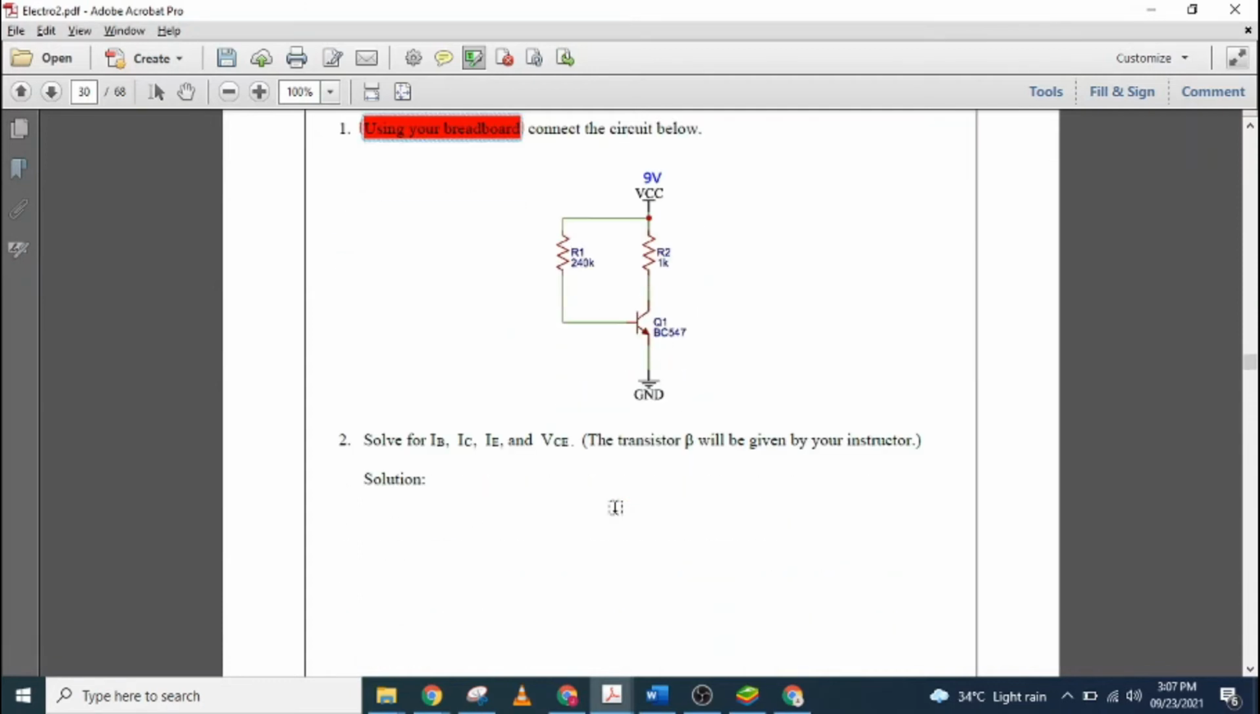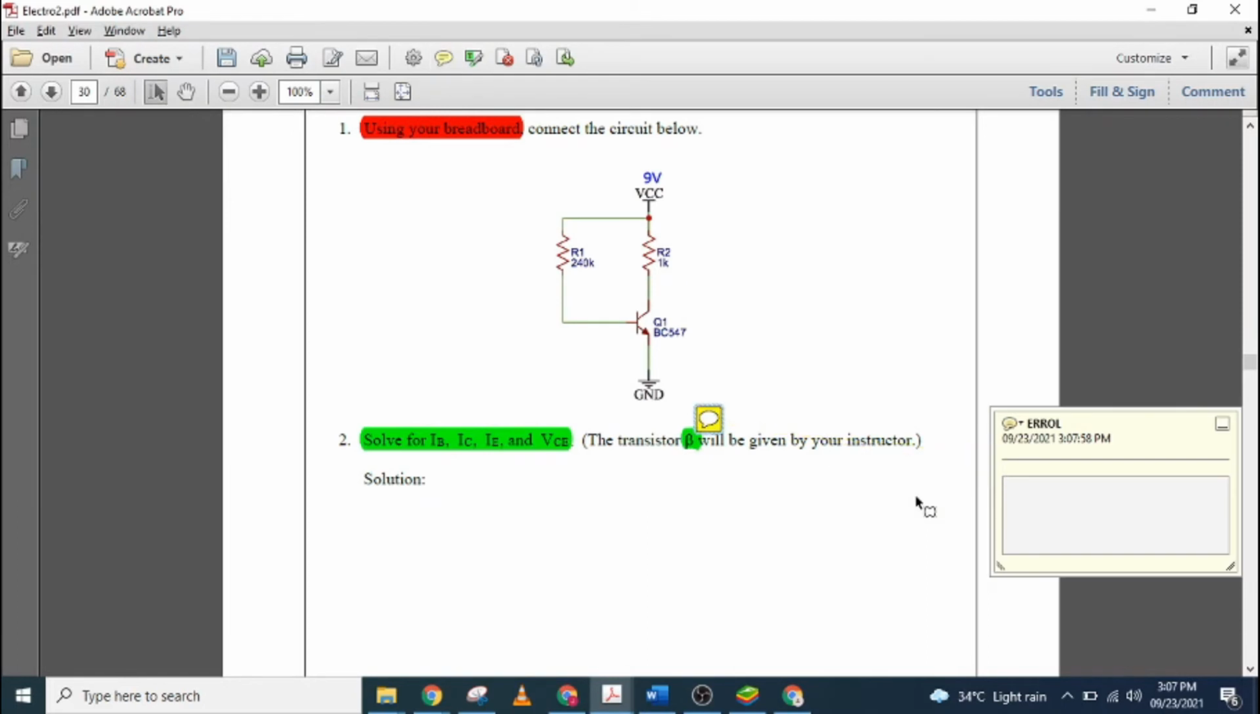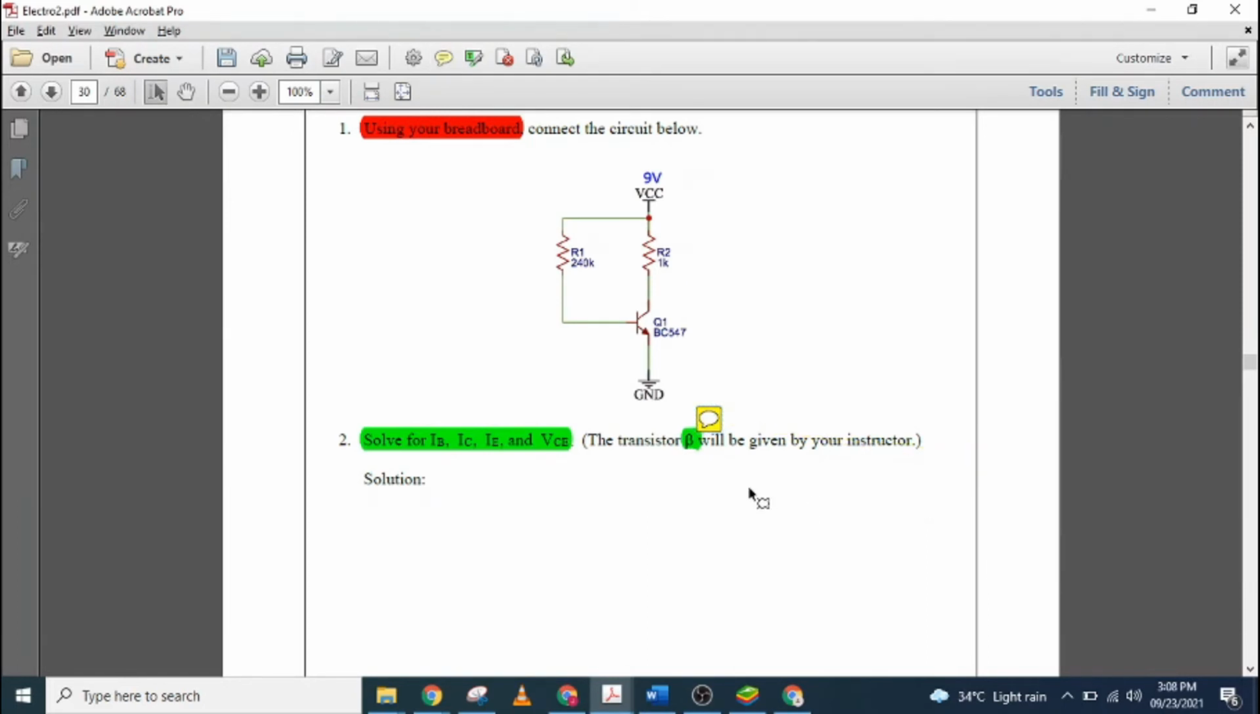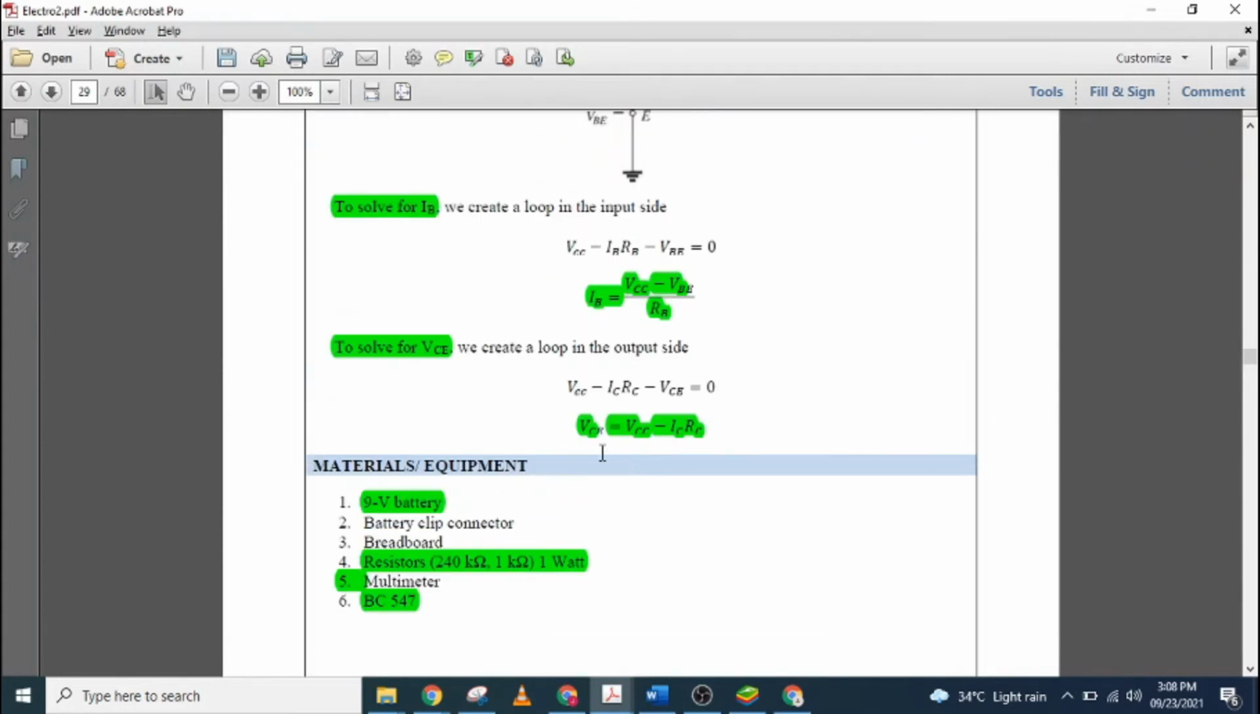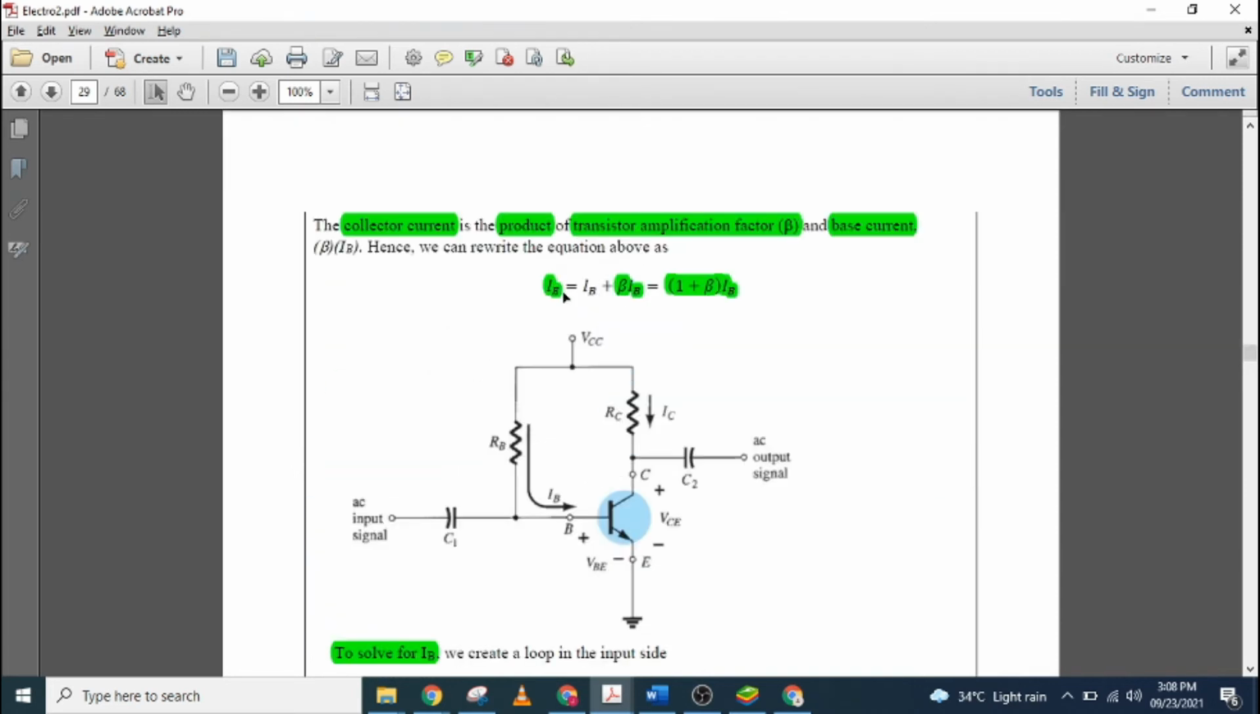Now, the first concern natin dito is to solve the values of these four quantities. Yung IB, IC, IE, and VCE. Again, the beta value, the value nito is 110. To solve for the value of IB, IC, IE, and VCE, andun na sa ibabaw. We have the formula for VCE, we have the formula for IB, we have the formula for IE. This one, beta plus 1, IB. Meaning, pag na-solve natin yung base current, we have already the beta value plus 1, multiply natin sa IB, we will be able to calculate the IE.